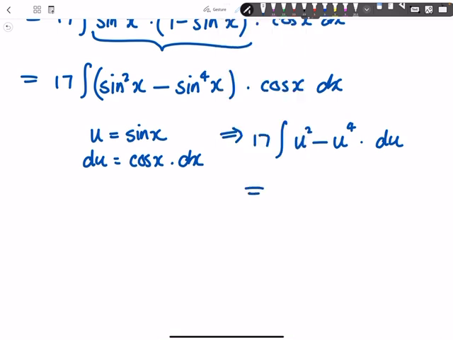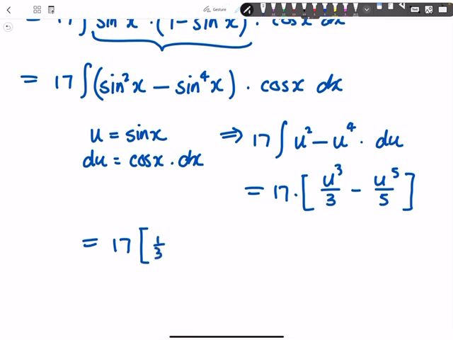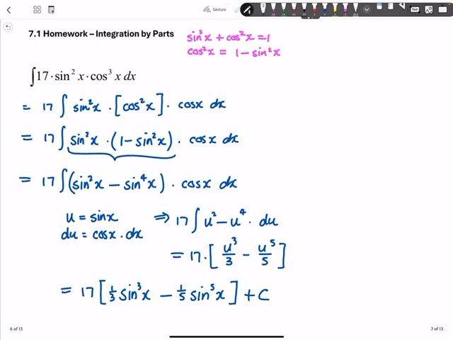This is equal to 17 times u cubed over 3 minus u to the power 5 over 5. And then finally, let's back substitute. So this will be 17 times, remember u is equal to sine of x. So this will be 1/3 sine cubed of x minus 1/5 sine to the power 5 of x. And then don't forget your plus c on that final answer.